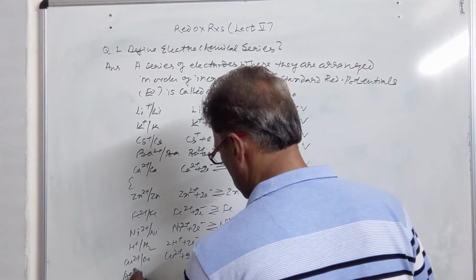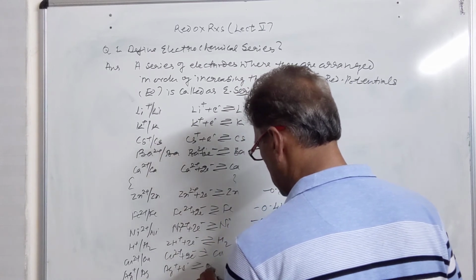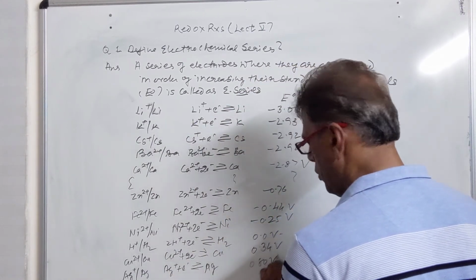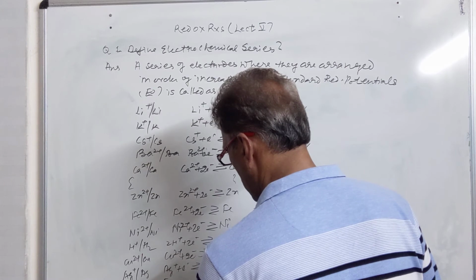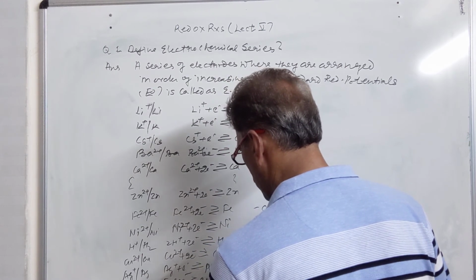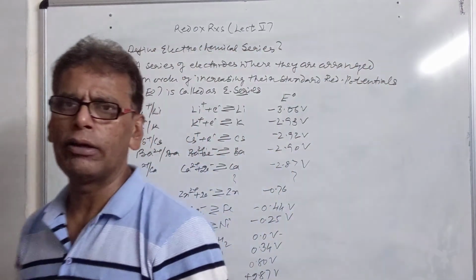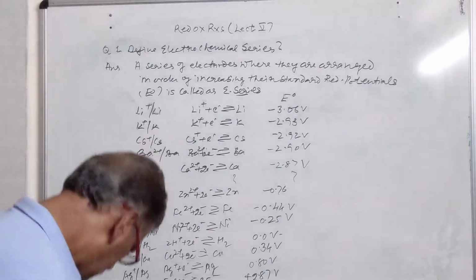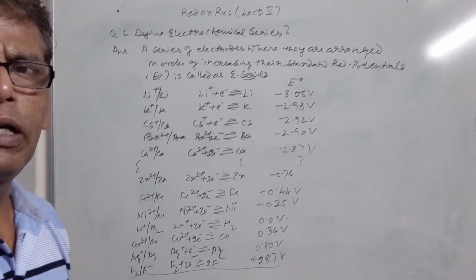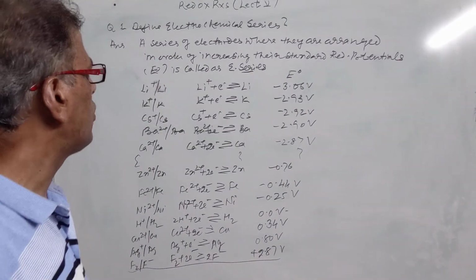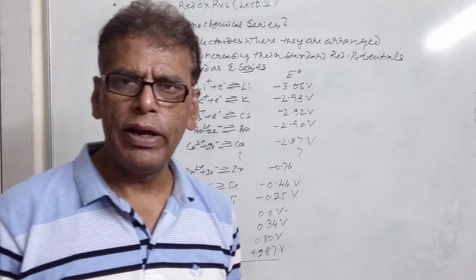Then we have silver after some gap. Electrode potential is 0.80 volt. In the end we have the fluorine electrode. F2 takes 2 electrons here and changes into 2 fluoride, value is 2.87 volt. So this is our electrochemical series where different electrodes are arranged in order of increasing standard reduction potentials. In the next lecture we will be studying the applications of the electrochemical series.